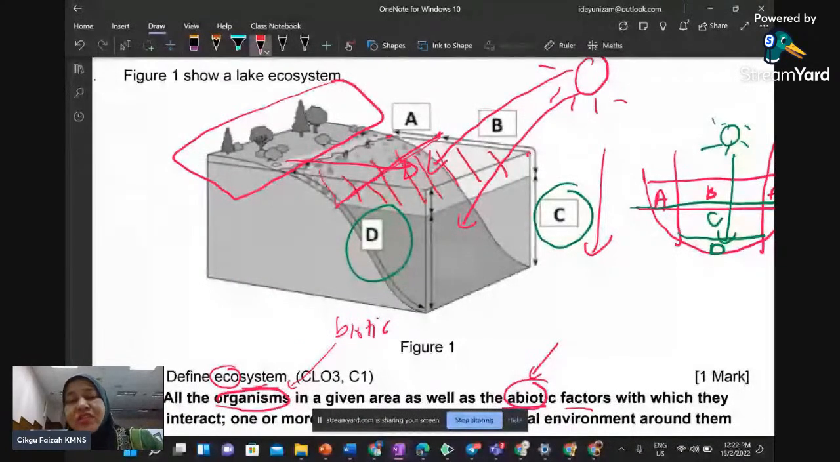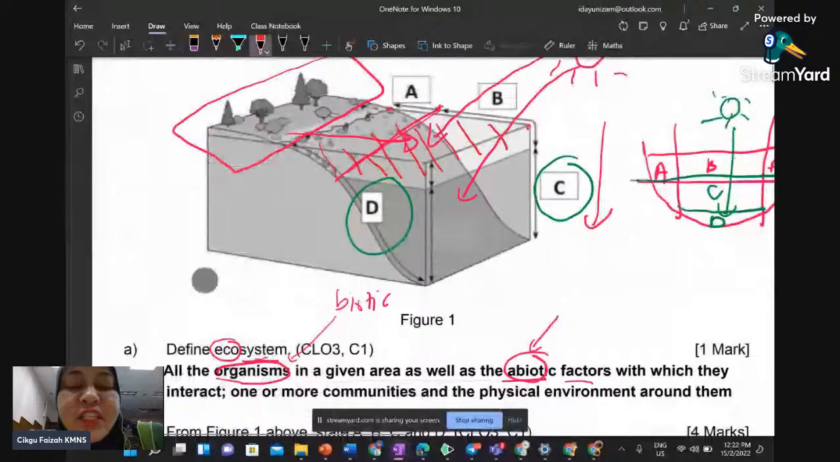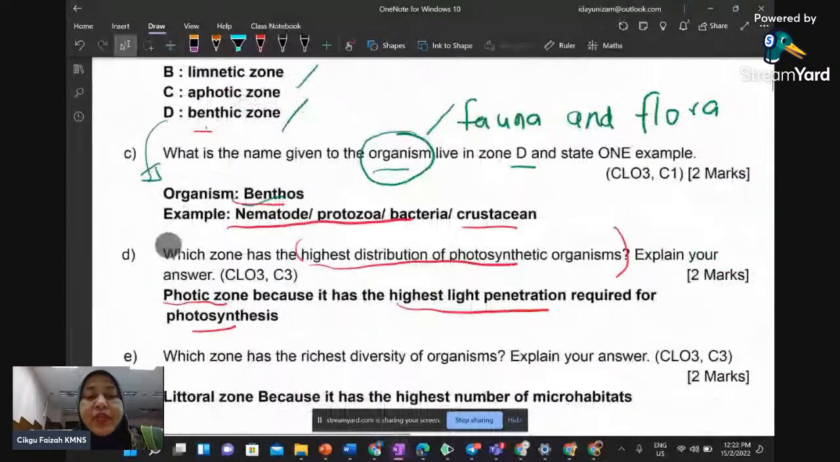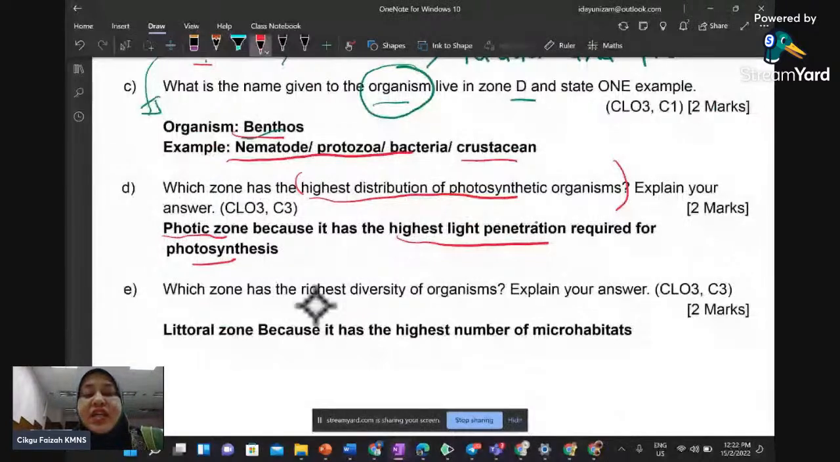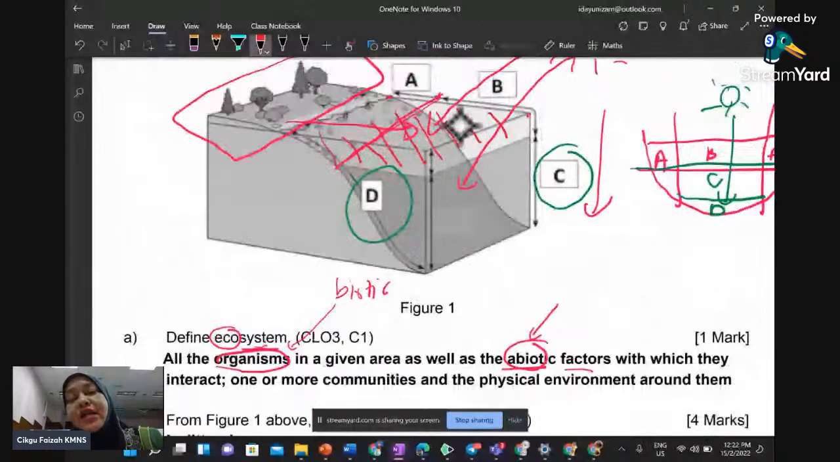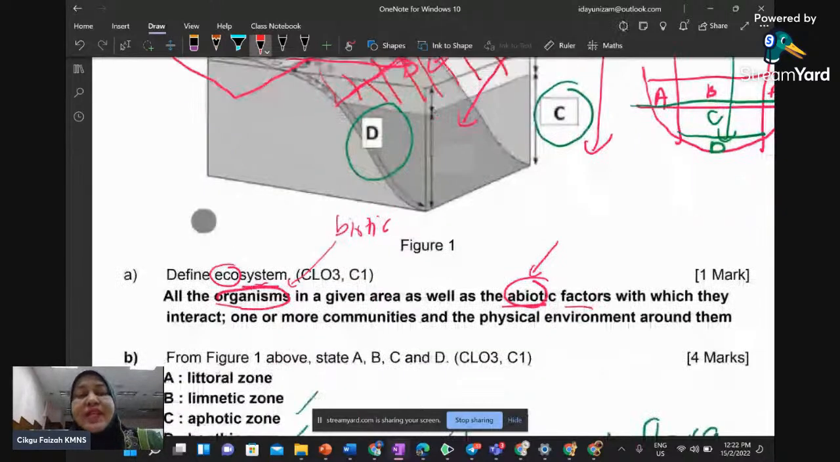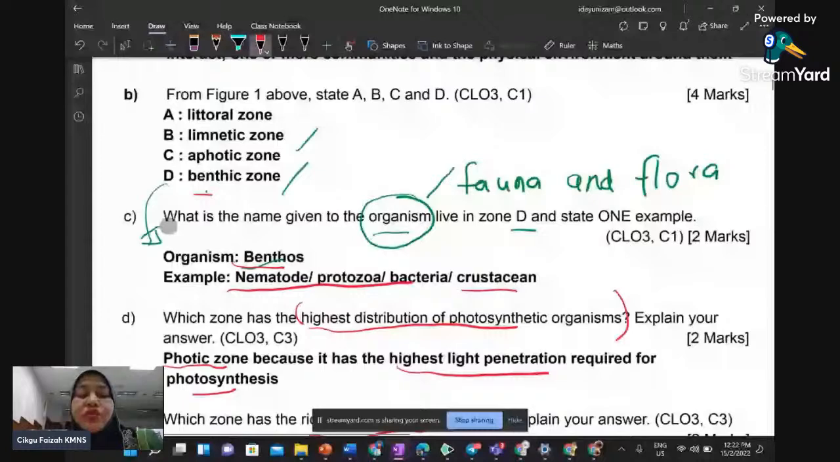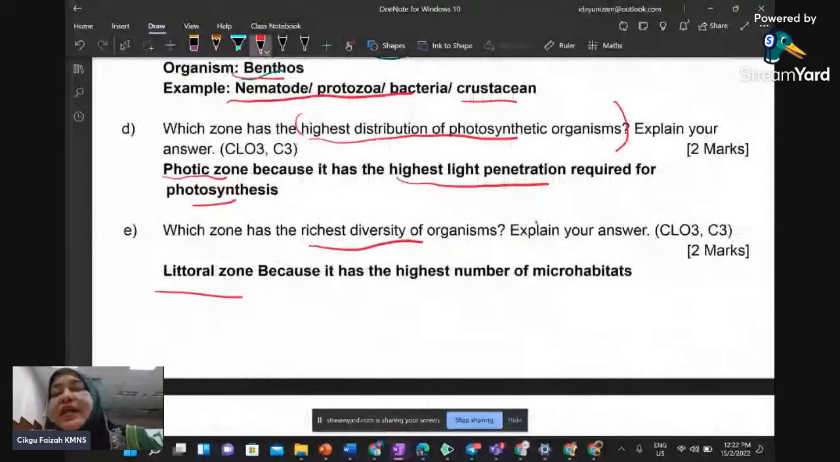Right, okay, so this is the photic zone. The photic zone is above the compensation point. Okay, so which zone has the richest diversity of organisms? So same, kalau disebabkan tadi photic zone tu ialah highest photosynthesis, jadi kat situ banyak makanan. Jadi bila banyak makanan, air pun tak dalam, okay? So it will be the A zone. So what is the A zone just now, class? It's the littoral zone.